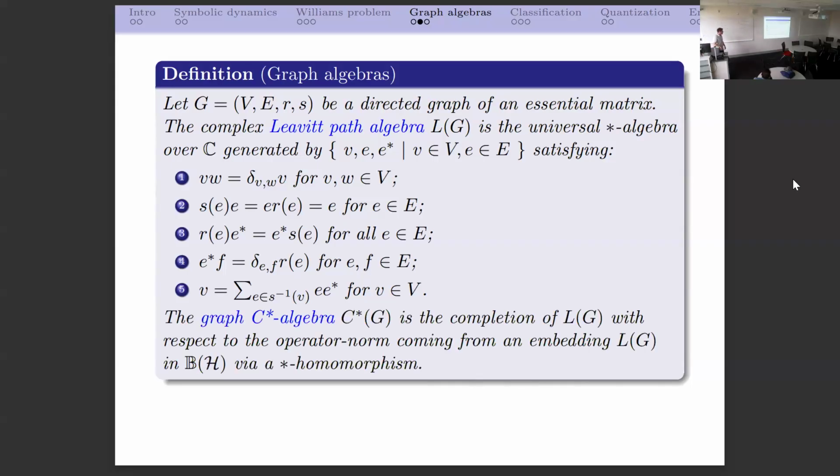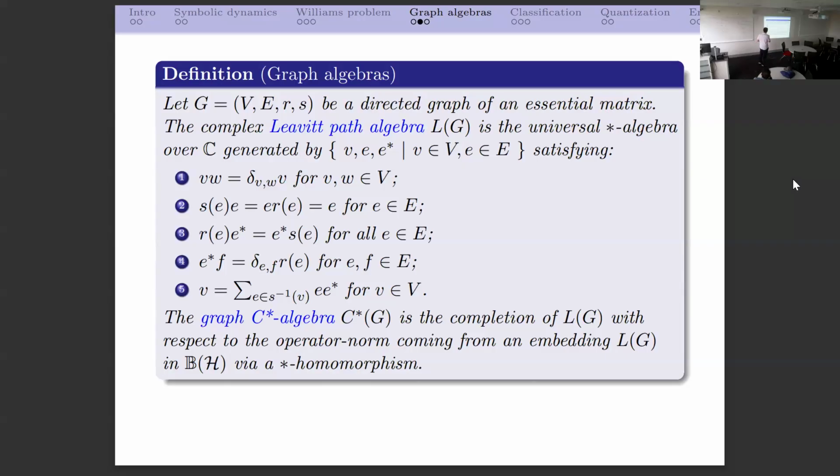Okay, and the graph C-star algebra is constructed as follows. You take the Leavitt path algebra, you embed it in some way, which I'm not going to tell you about, into bounded operators on Hilbert space, and you close it up under the operator norm. That is the same as the universal completion. I'm not going to tell you how to do this. Not all ways to embed would work, but many ways would.